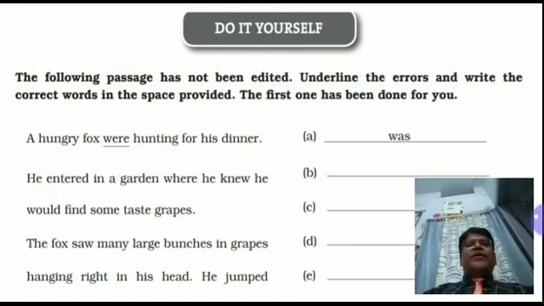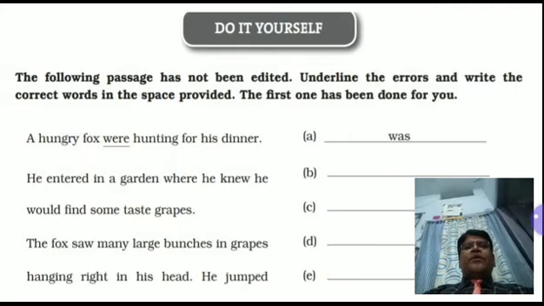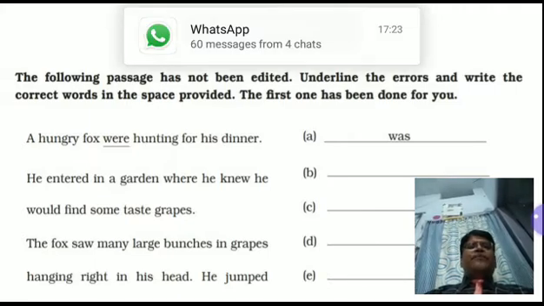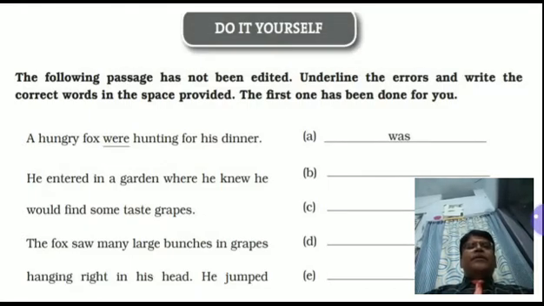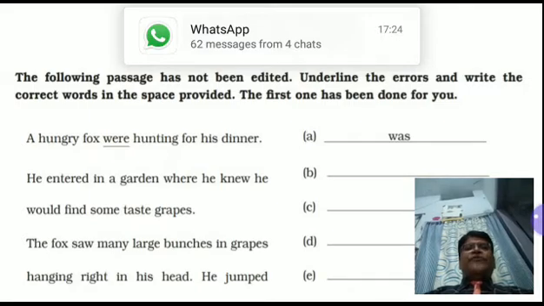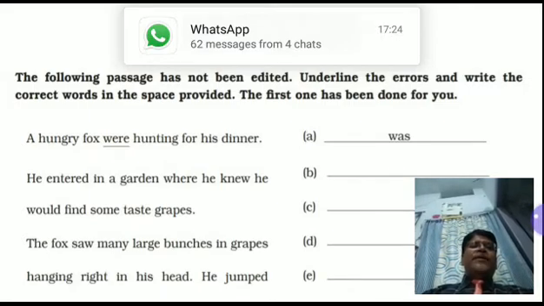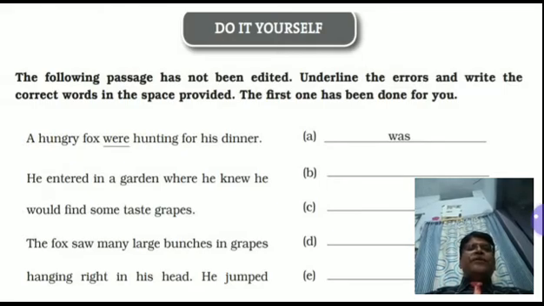Now, next number, he entered in a garden where he knew he. In this line, B number, you have to underline in a. These two words should be underlined, and then the correction is the garden instead of in a. Now, third one, C number, would find some test grapes. Test is wrong, underline it and write tasty grapes. Tasty. C number, you have to write tasty.